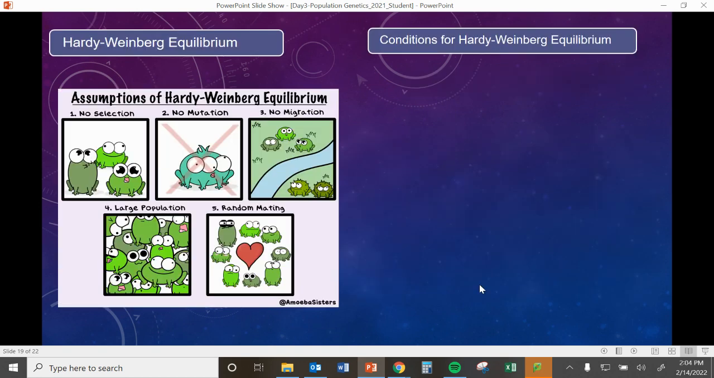Okay, so we need to make sure the conditions are met for something to fall into this Hardy-Weinberg equilibrium application that we can use. And so that's no selection. These are pretty much the opposite of our five fingers. So no selection, no mutation, no migration, a large population, and random mating. This is going to ensure that we're able to follow the Hardy-Weinberg equilibrium.